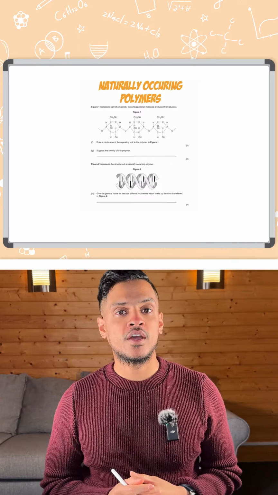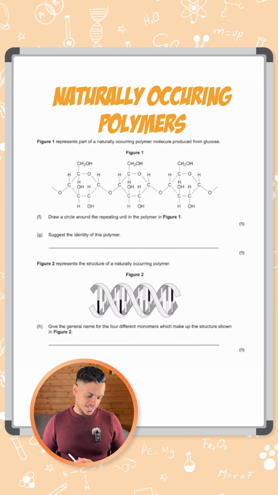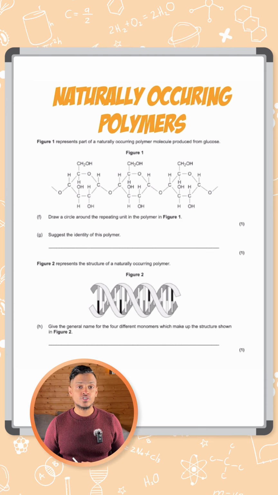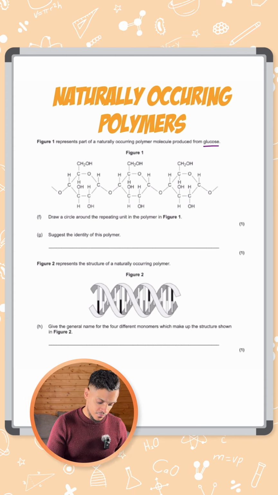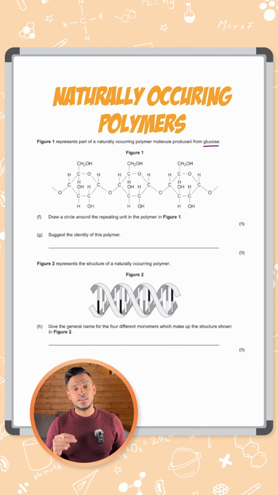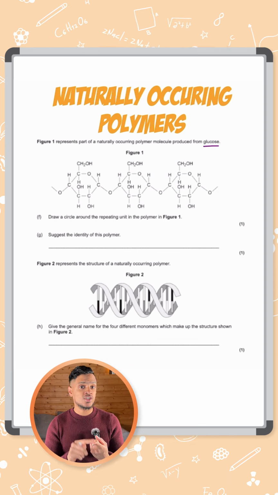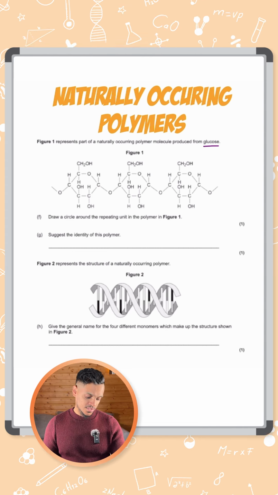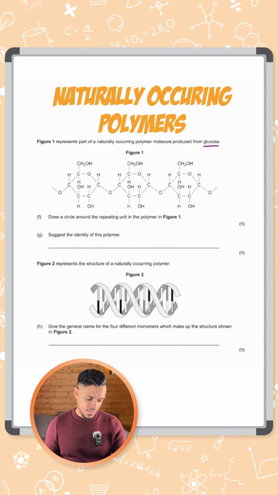Question on naturally occurring polymers here. We've got a diagram here of the naturally occurring polymer produced from glucose. So there's three of those that you need to know about. Three polymers produced from glucose that they ask you about in your exams are starch, cellulose, and glycogen. So it says here, draw a circle around the repeating unit in the polymer.